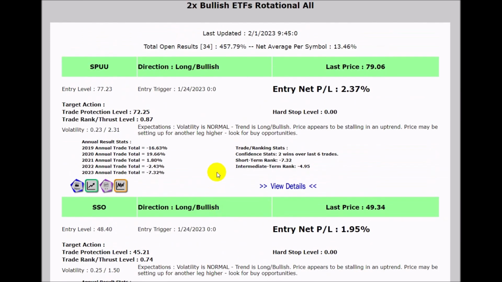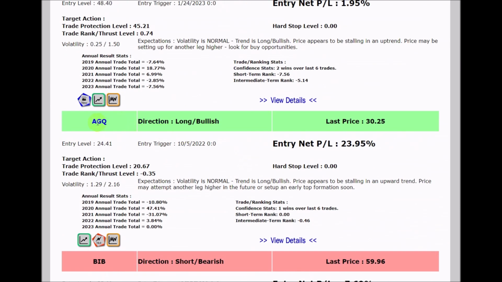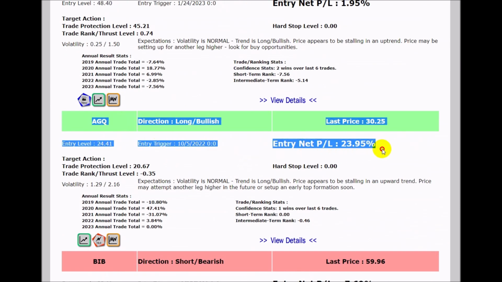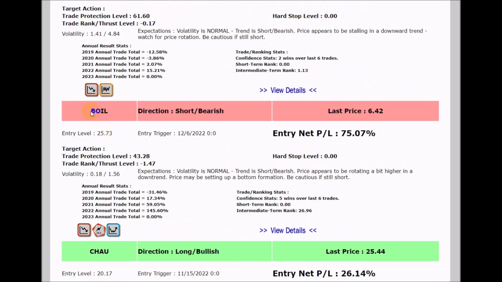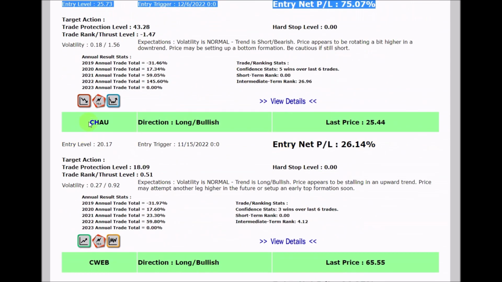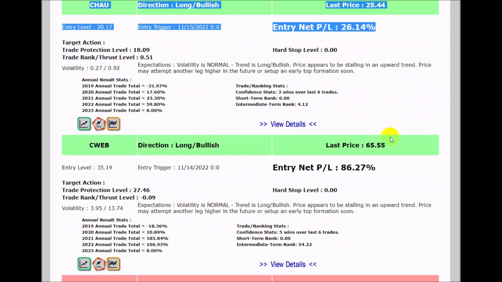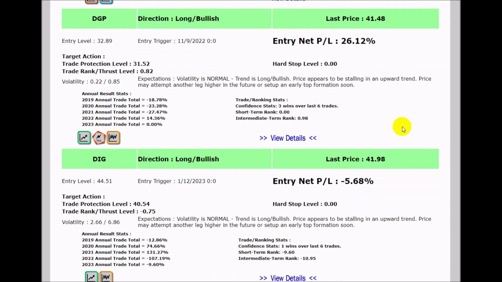Ideally, we want the rotational modeling system to be able to catch some of these bigger trends. And you can see here AGQ has been in a trade for quite a while here, 23%. BIB has got in a trade a little while ago. It's off 7.69%. Boyle has been in a trade since December 6th, is up 75%. Wow. CHAU is in a trade from November, up 26%. CWeb is in a trade from November, is up 86%. I mean, guys, really stop and think about this. You know, these rotational trades and these Mint live trades provide you some real solid opportunity.